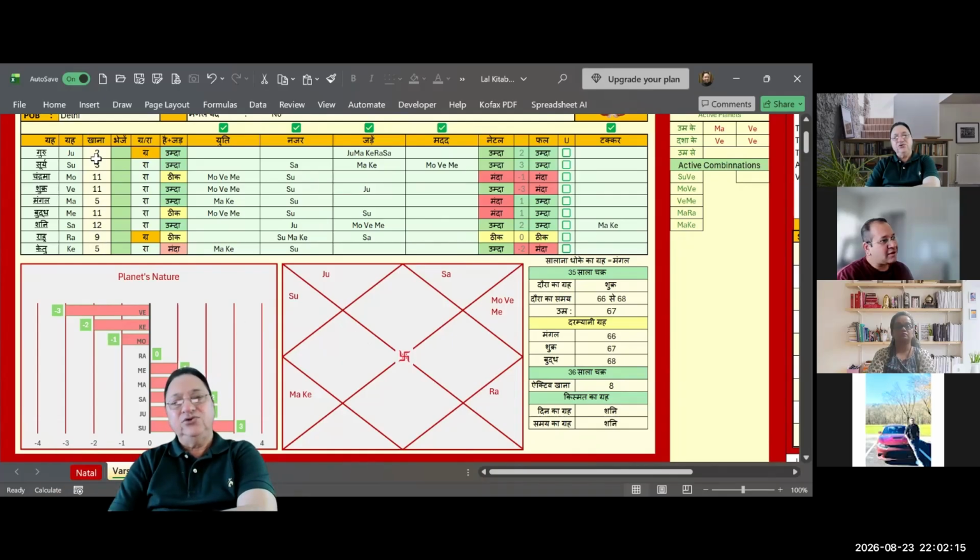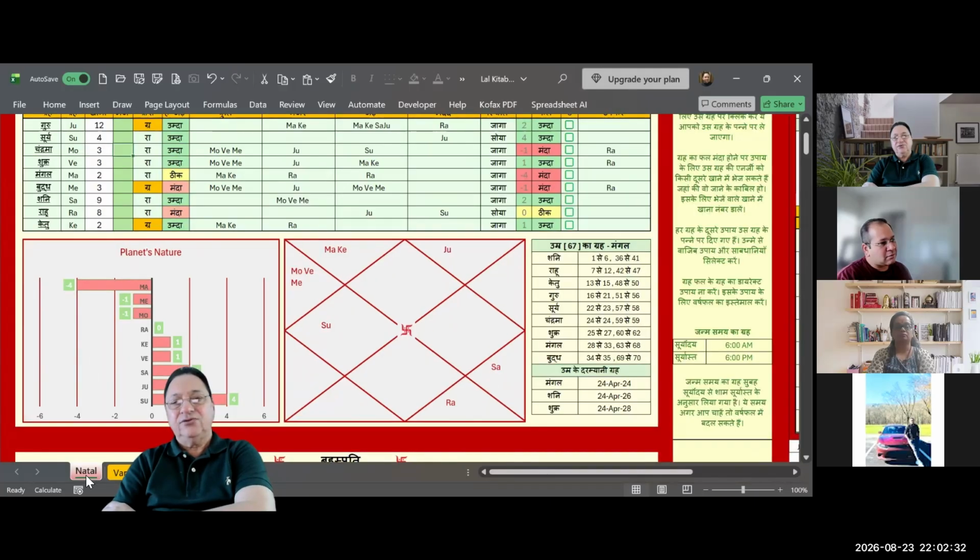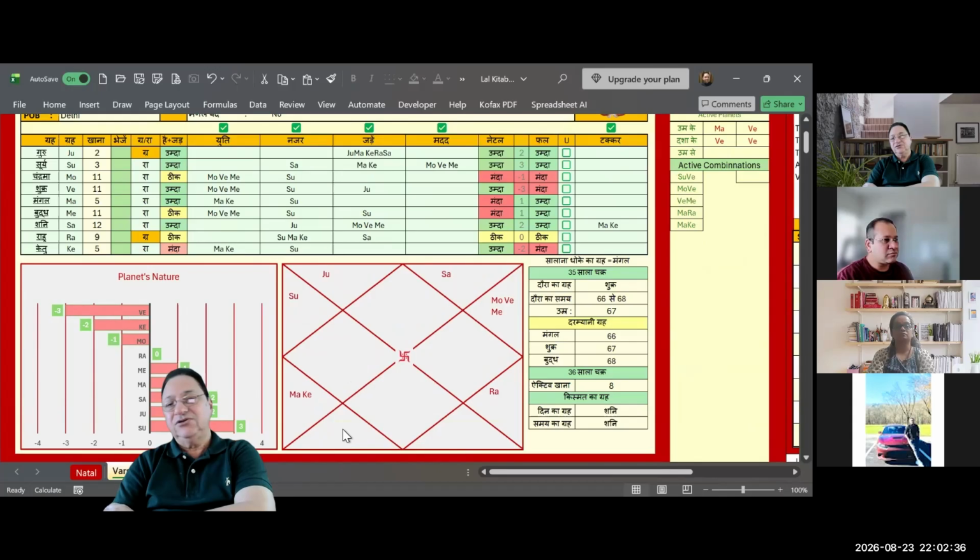It tells you which planet is sitting where. Here you don't have to change anything, and you cannot change. These are locked, because everything is coming from the book itself, which tells you that in this year, what will be the chart position based on your natal chart. So depending on these planets' positions in the 67th year, this is your Varshfal.